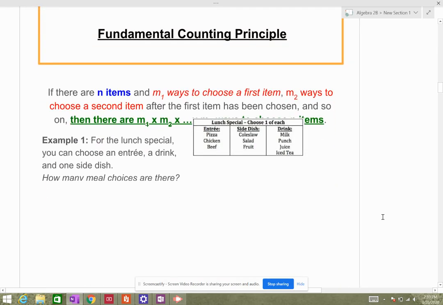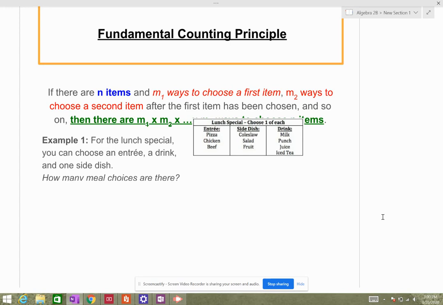The fundamental counting principle basically is a way to help figure out how many different ways something or a series of things can occur so that you can then use that amount of options to your advantage when finding probability. Let's start off with example 1. For the lunch special, you can choose an entree, a drink, and one side dish. How many meal choices are there in total?